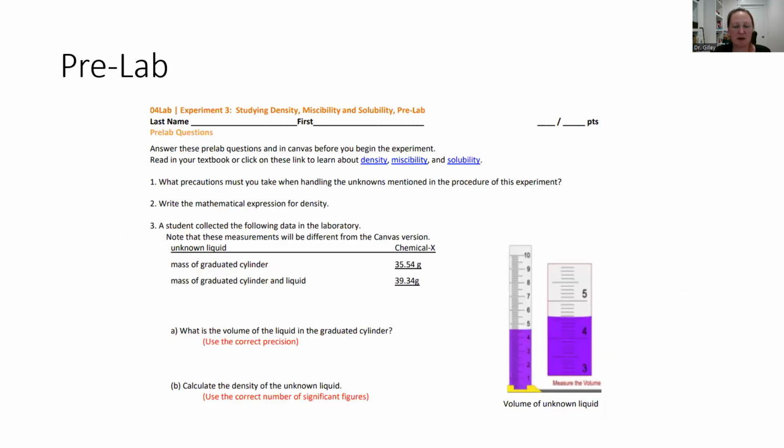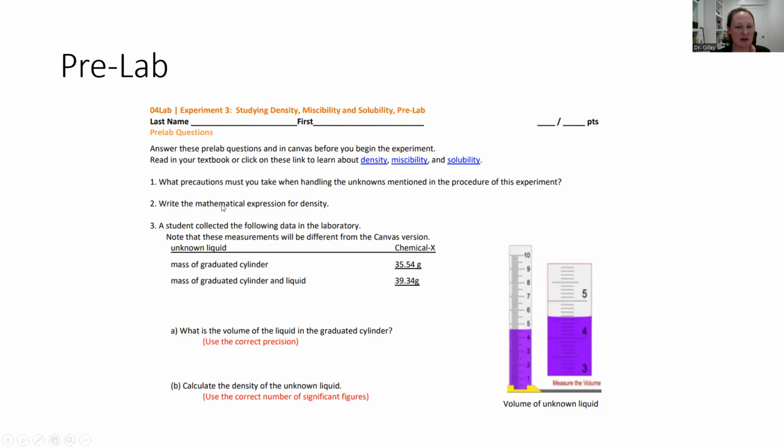Okay, let's start with the pre-lab. As always, I suggest you start with the pre-lab, and it's going to ask you to do some reading in your book about density, miscibility, and solubility. It asks you about safety precautions for the experiment, which we talked about. A mathematical expression for density, so that's the equation for density. And then it asks you to calculate density.